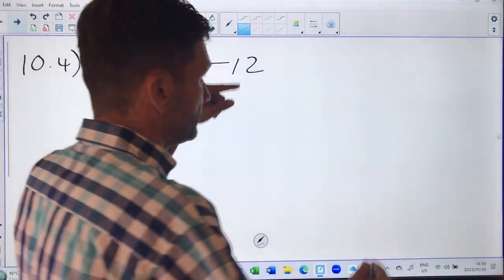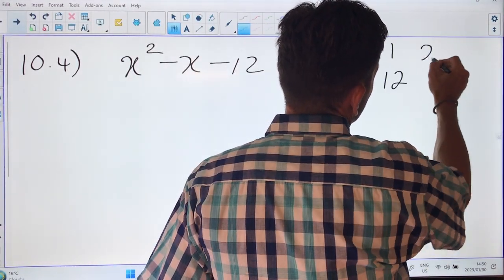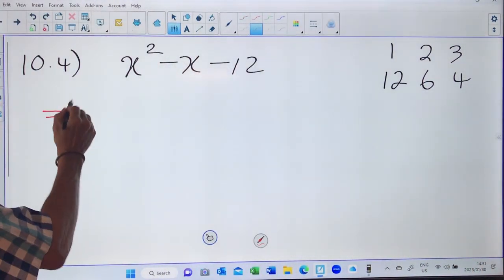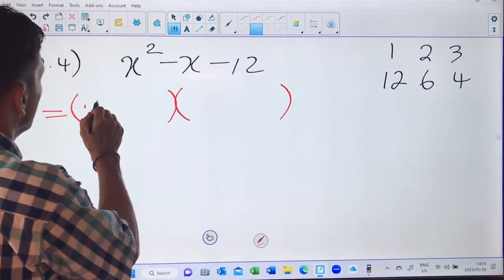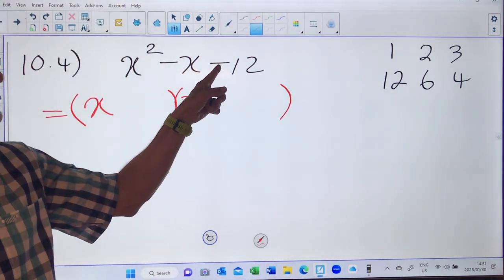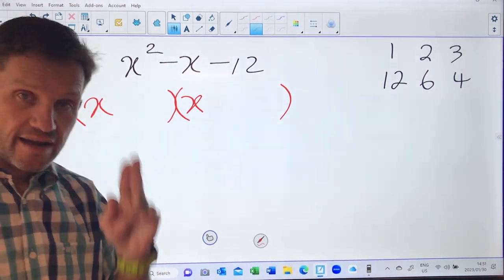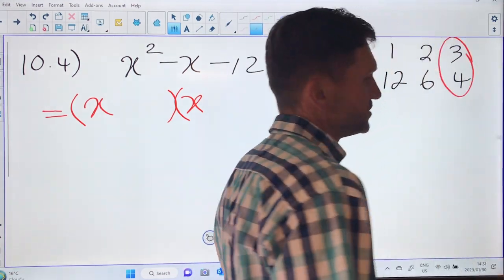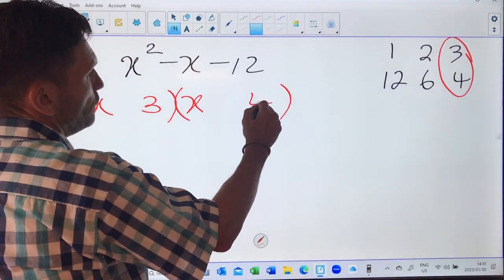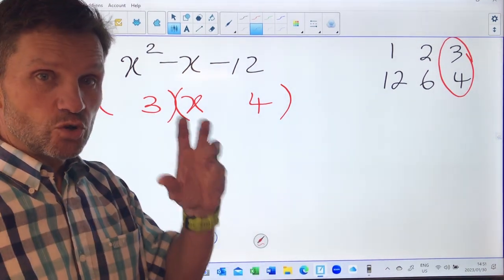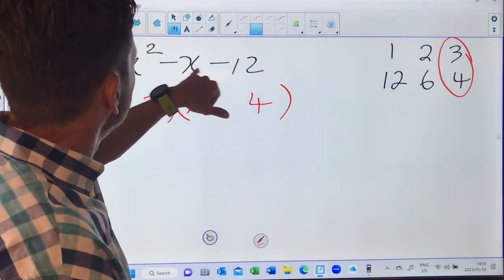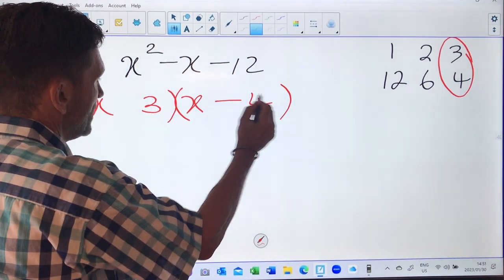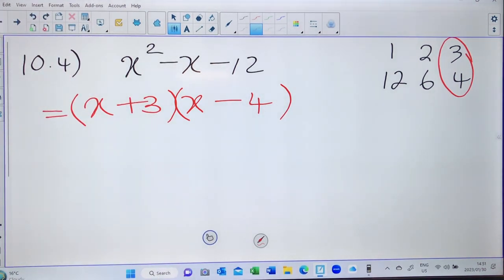Now this one is still 12, so we're going to use the same factors. 1, 12, 2, 6, 3, 4. But now this one says that the factors of 12, that if we subtract them, will give us -1. So the only one that will give us a difference of 1 here is 3 and 4. So 3 goes there, 4 goes there. They can go anywhere you like. It depends on what the sign is going to be. The negative here says that the signs will be different. The negative here says that the biggest one will be negative. So the negative will go with the bigger number.